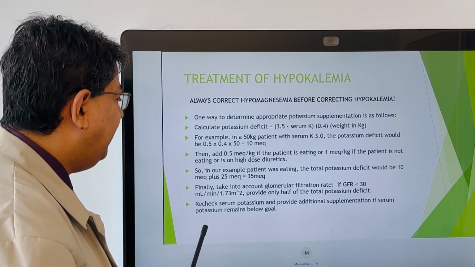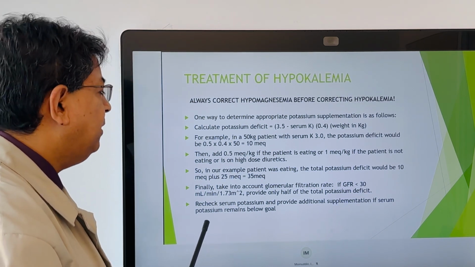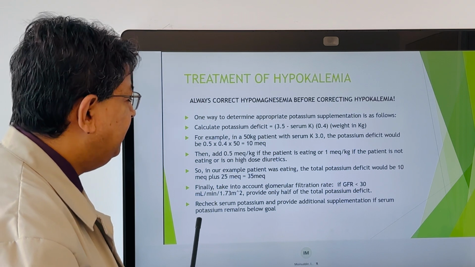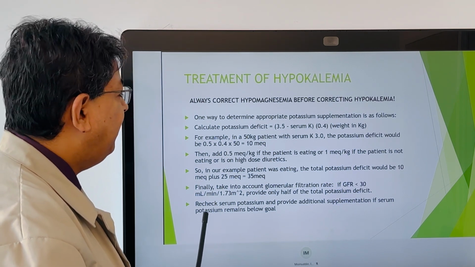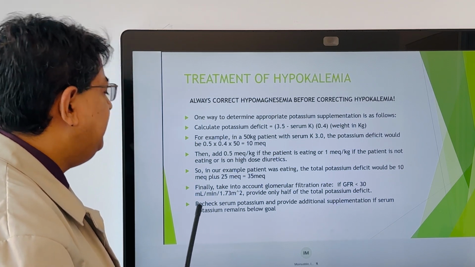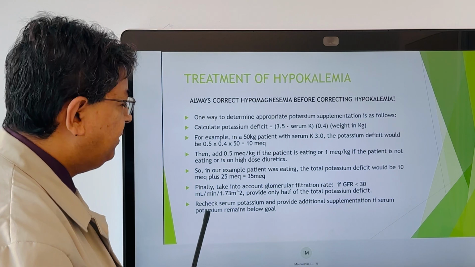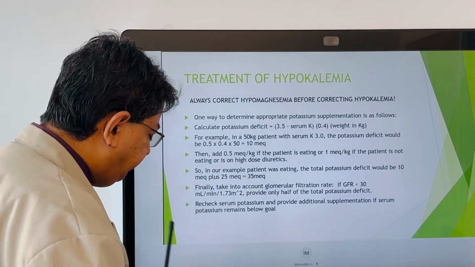which is 35 milliequivalents. Finally, you must take into account the glomerular filtration rate. If the GFR is less than 30 milliliters per minute per body surface area, provide only half of the total potassium deficit. Recheck serum potassium and provide additional supplementation if serum potassium remains below goal.